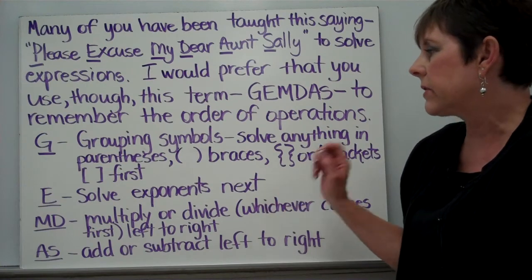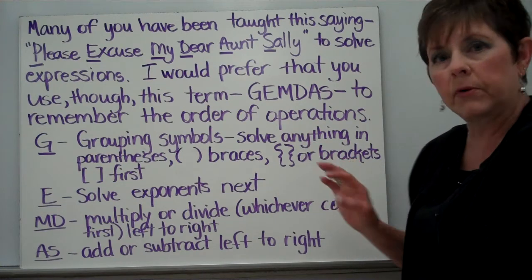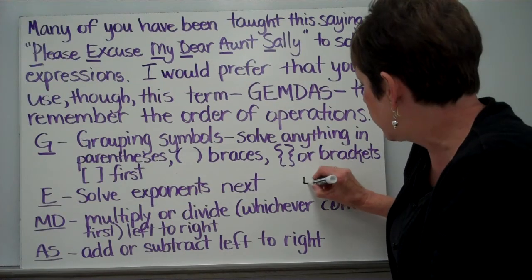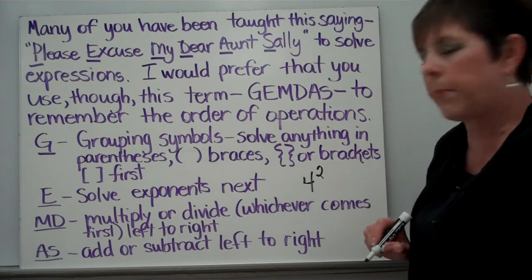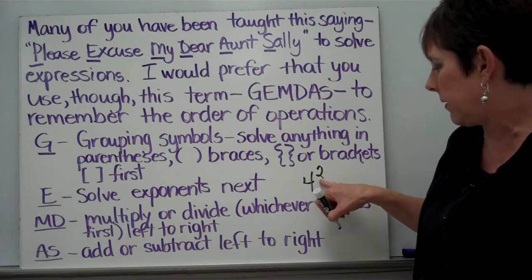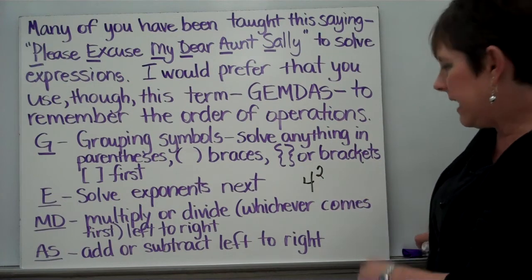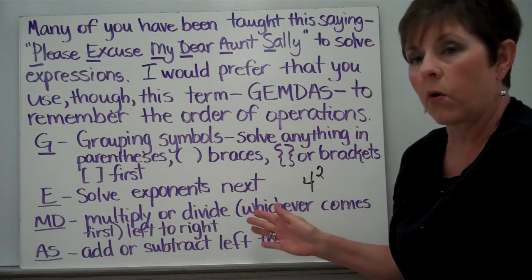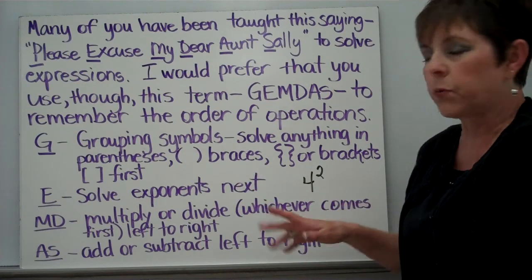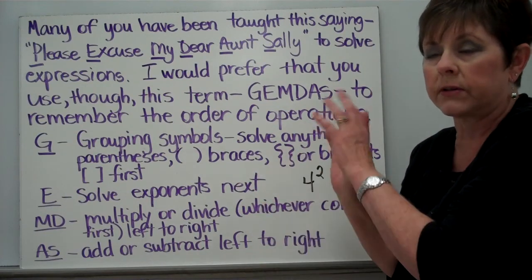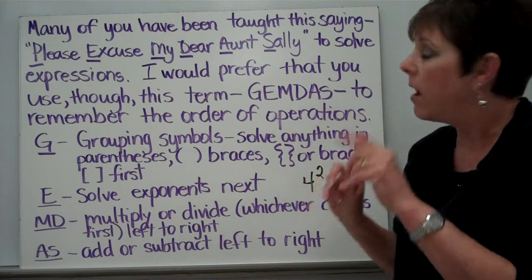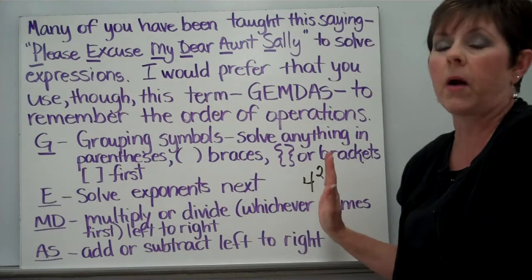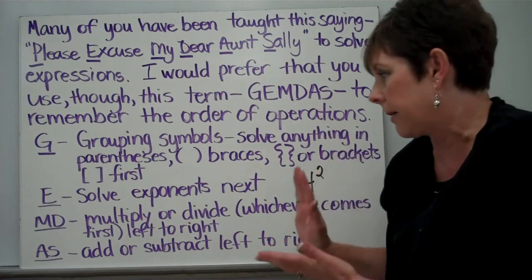The E means that you solve any exponents that you have. And if you remember, we've already had a flip video on this. This could be, that's an exponent. All right, that right there. The MD goes together, and it stands for multiply or divide. And we do this whichever one comes first, whether it's a multiplication problem or whether it's a division problem. And we always go from left to right because we read left to right.